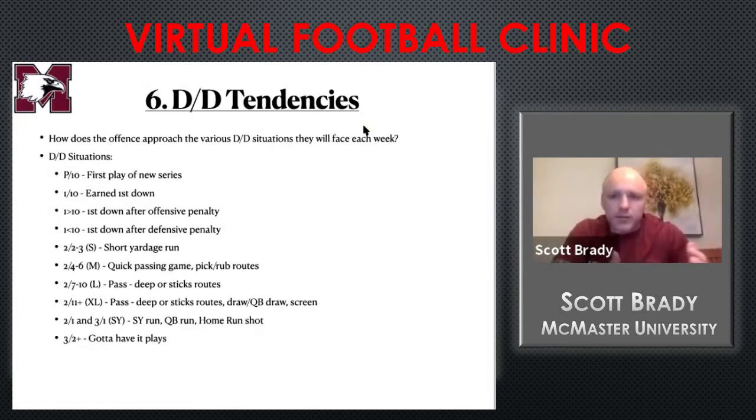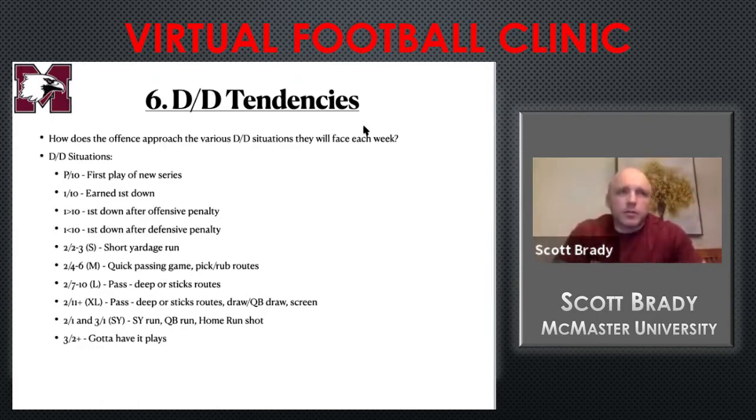Down and distance tendencies. These and the formation hit charts that I'll talk about in a minute are really what we spend the most amount of time on with our guys. Any situation that we run in practice throughout the week, it's never just an isolated this play against this defense. We always want to make sure that we have a specific situation attached to it.